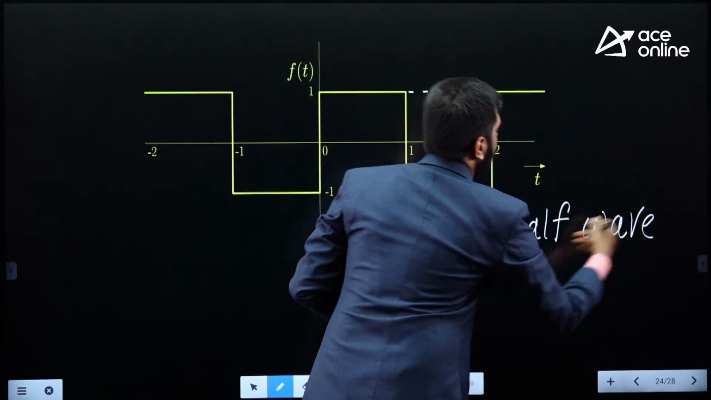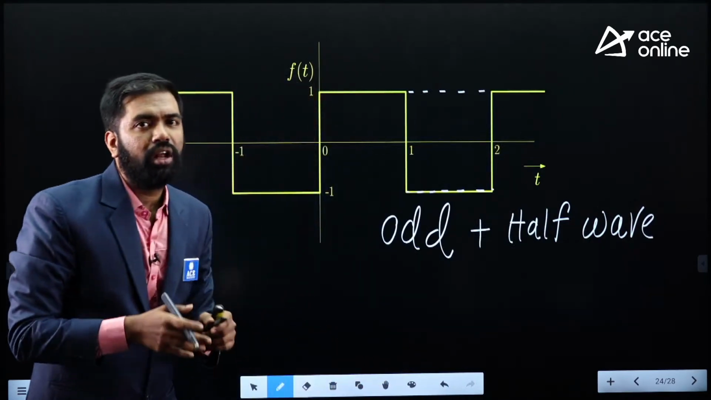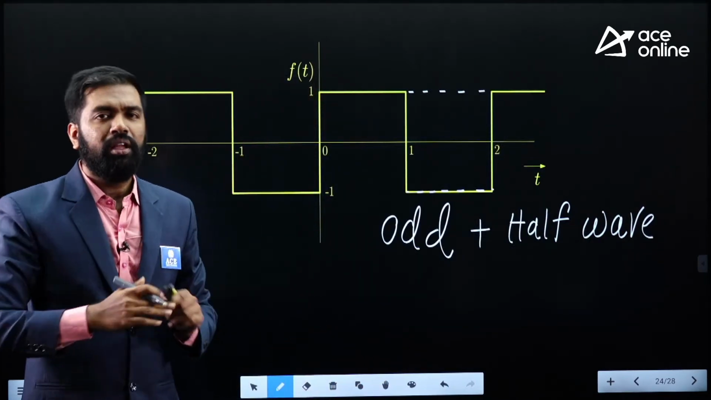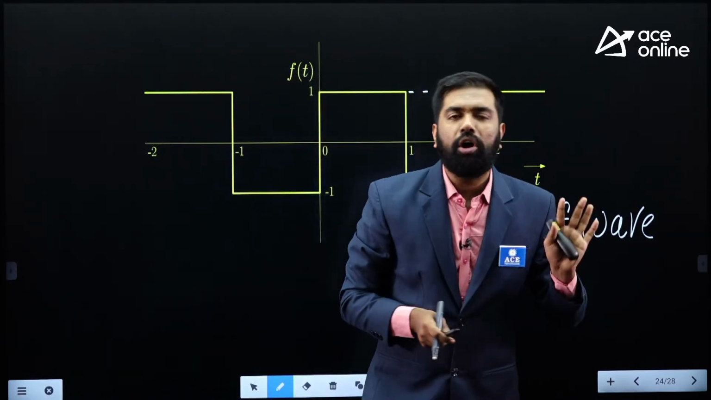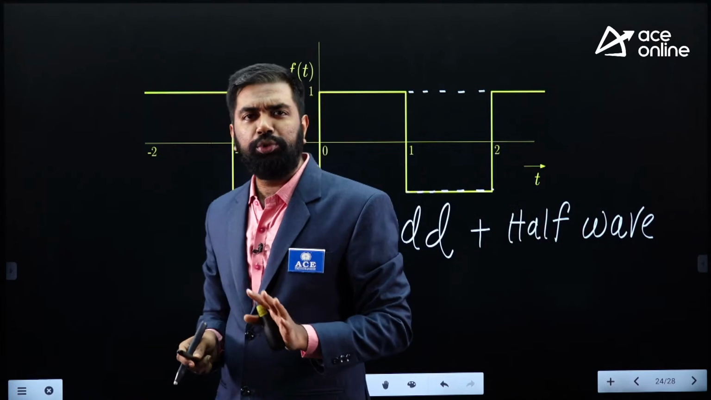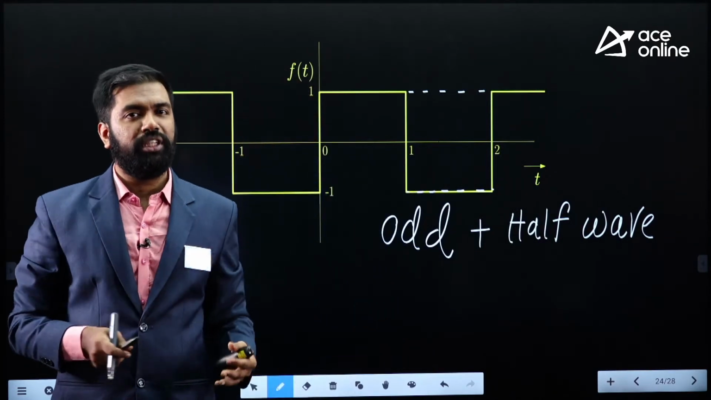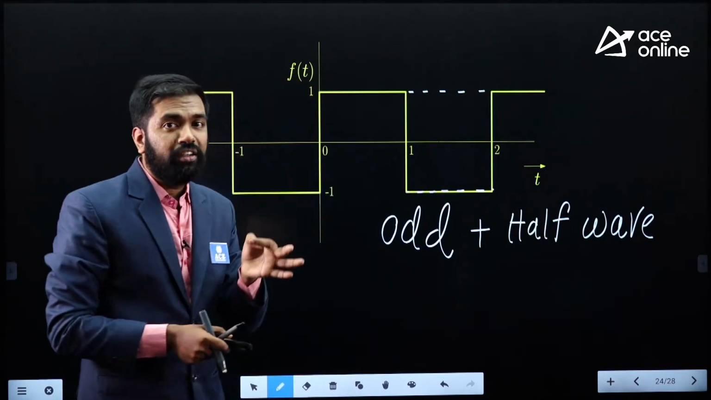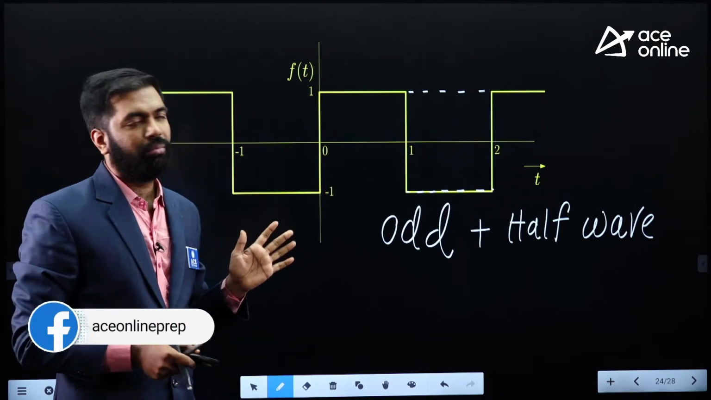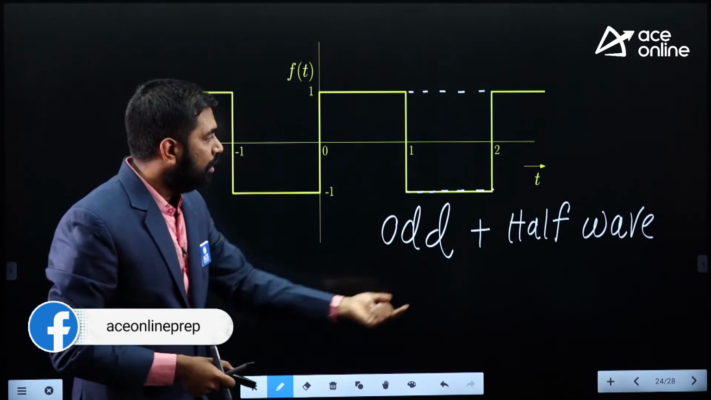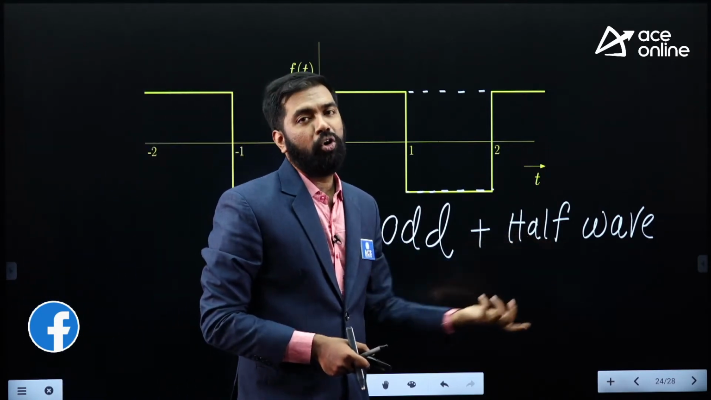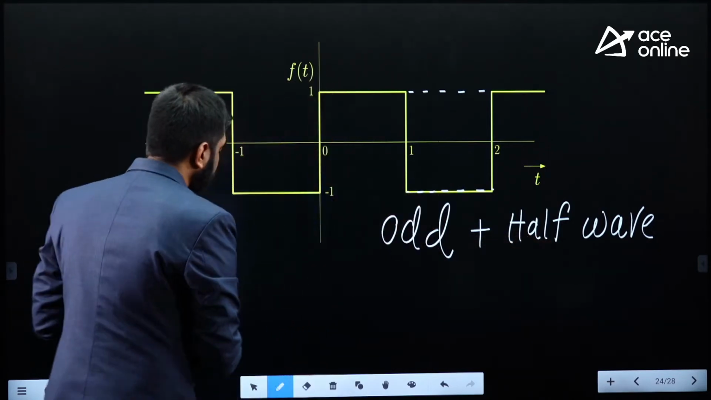Now, if it is odd, then there are no cosine terms. And when you say it has half wave symmetry, only odd harmonics are there. Now finally, what's the conclusion? In its Fourier series representation, you will have sine terms with odd harmonics. Because there are no cosine terms, there is no DC. So whatever you have is sine with odd harmonics. Let's write that comment here.